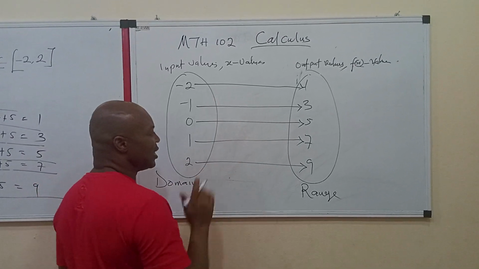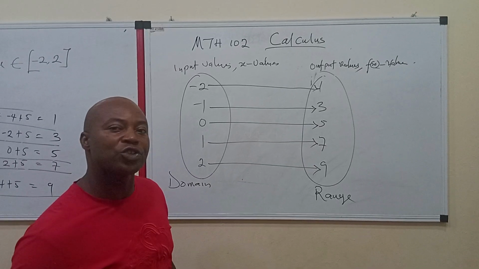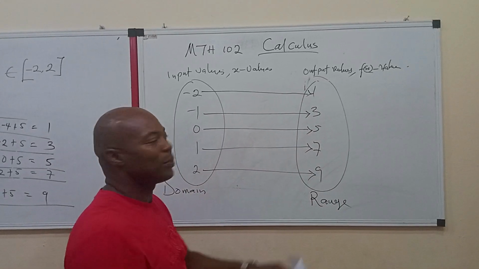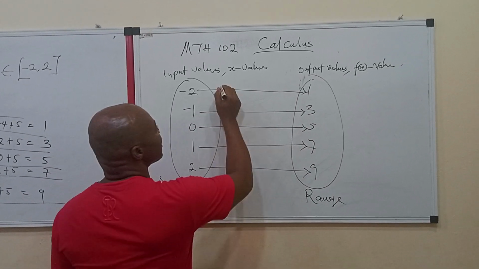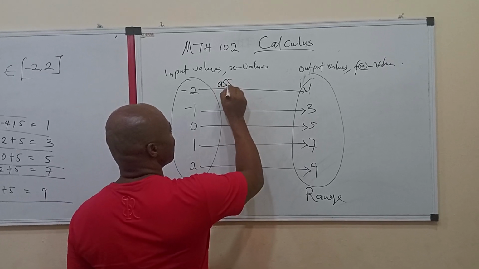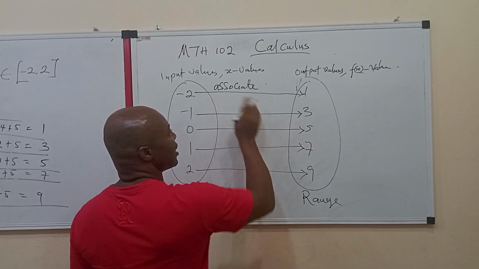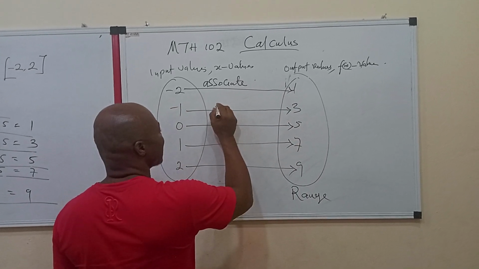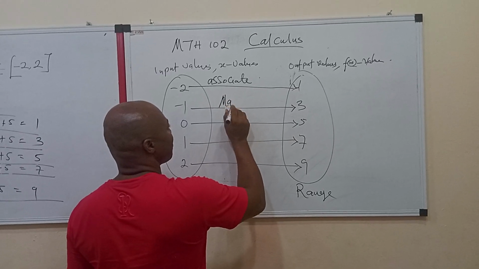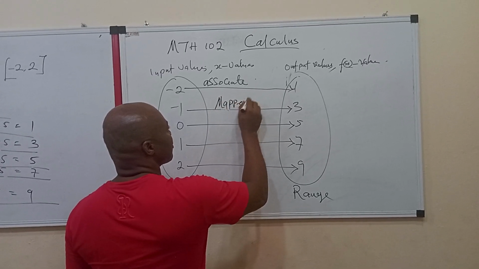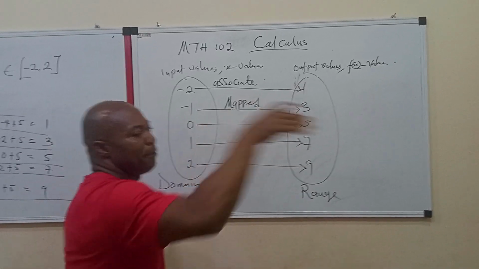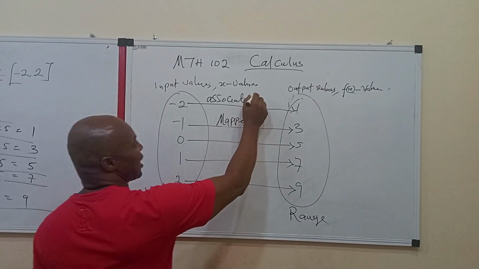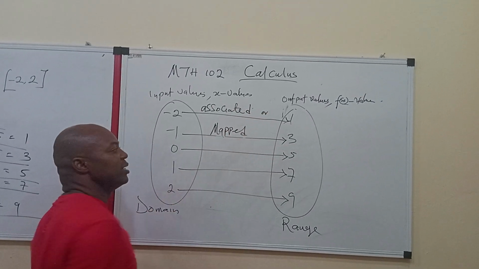Now this kind of thing we see here, we call it a function. This thing, in English, we call it associate: it associates, it mingles with, it joins body with the other one. Or sometimes we call it map. Mapped, meaning the thing maps to the other one. We call it that it is associated or that it is mapped.